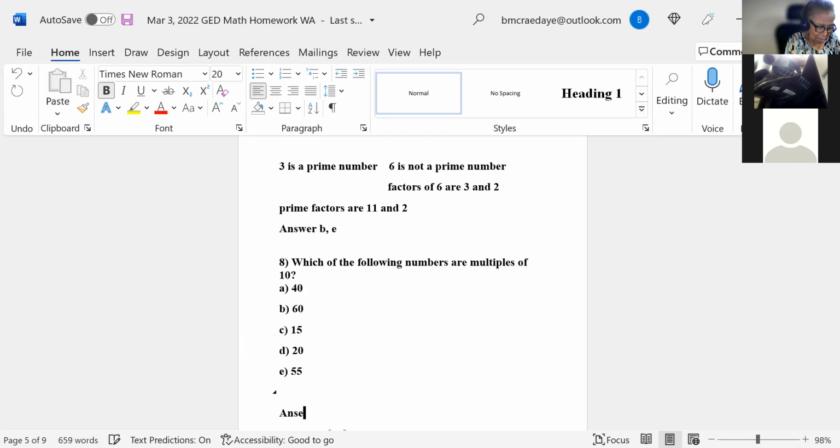Very good. Answers C and E, because you can't get 15 and 55 by multiplying by 10. So you can just run them down: 20, 30, 40, 50, 60, 70, 80, etc. So 15 and 55 are not in that string of multiples. Okay. Let's keep going.